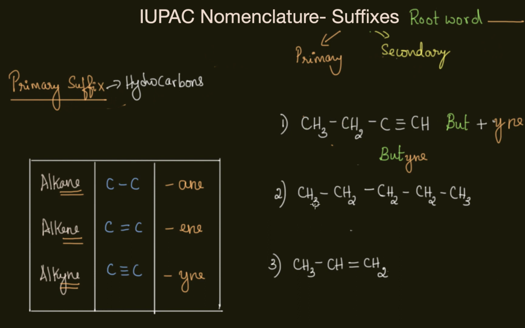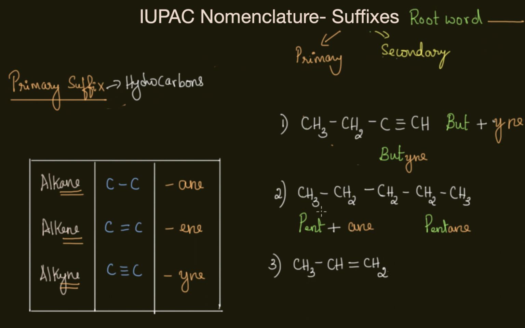Okay, for the second one, let's count the total number of carbons. This is a chain. So you have 1, 2, 3, 4, 5. Totally there are 5 carbon atoms, and the root word, let's recall, used for 5 carbon atoms is pent. Plus, what is the primary suffix used? You can see that here all are carbon-carbon single bonds, and therefore the primary suffix used is ane. If you club them together, this becomes pent plus ane, pentane.